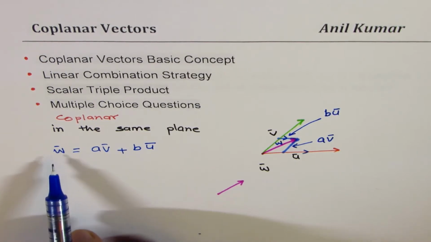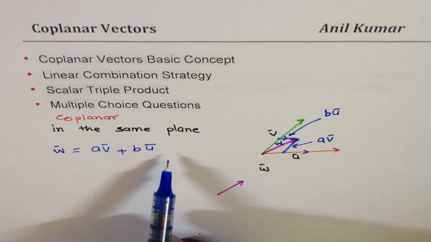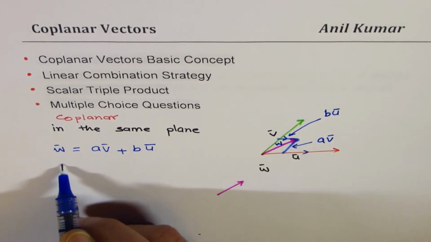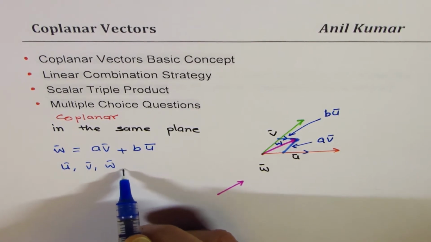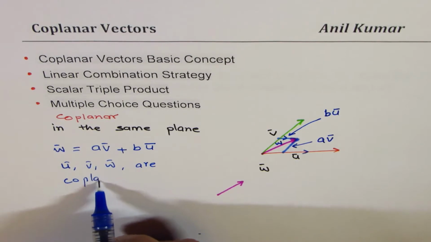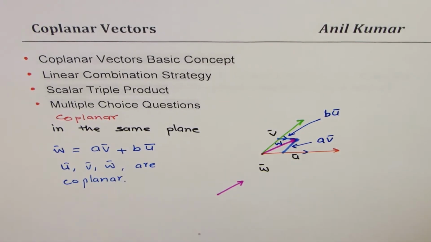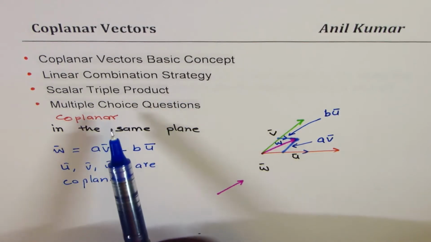So when you can write a vector as a linear combination of the other two, we say that the three vectors, in this case U, V and W, are coplanar. Right? So that is how the linear combination comes into the picture.